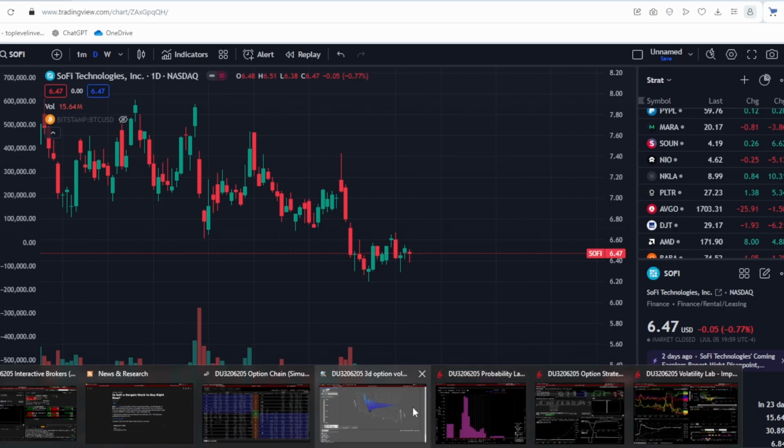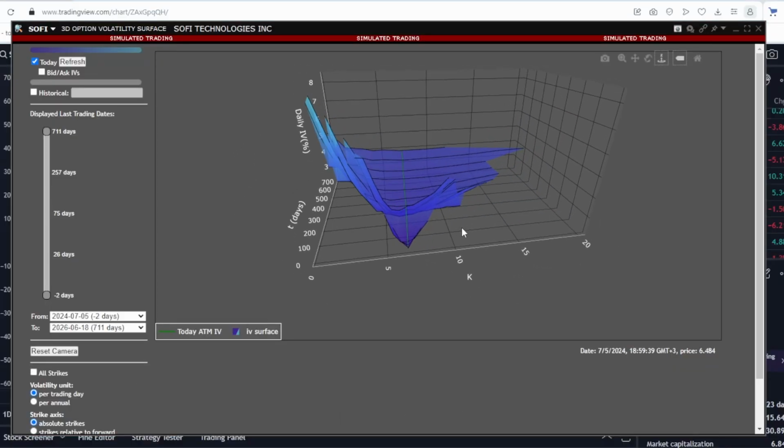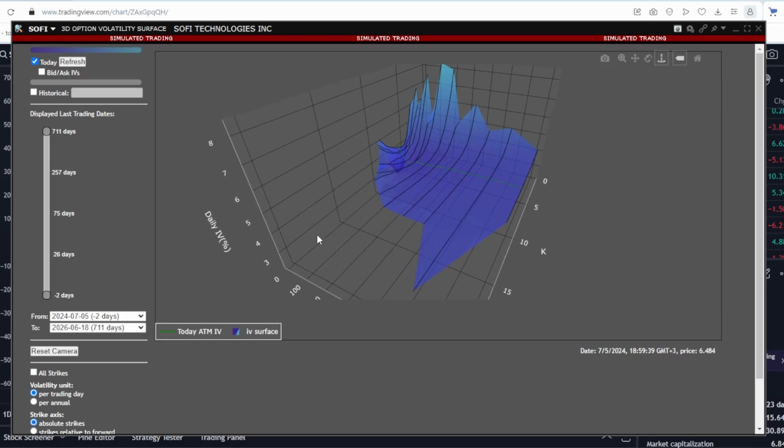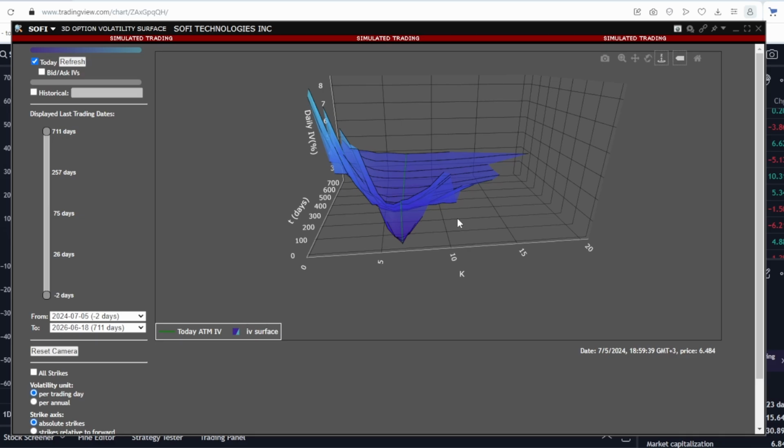Now, let's quickly look at the 3D volatility. I remind you that this section covers all the information on derivatives, options, volatility, and expiration dates, which can be used to devise good strategies. I often use it to form my strategies. Now let's move on to the market forecast.